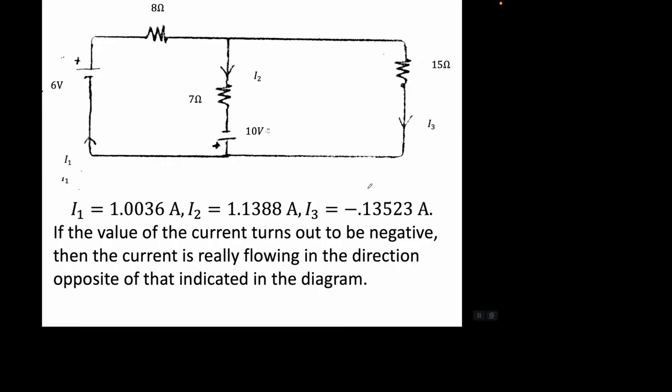If the value of the current turns out to be negative, then the current is really flowing in the direction opposite of that indicated in the diagram. So notice here, I3 is negative, which means I3 really isn't flowing in this direction. It's flowing in the opposite direction, but it doesn't mess up any of the calculations we did earlier based on the direction of the current. Everything's fine.